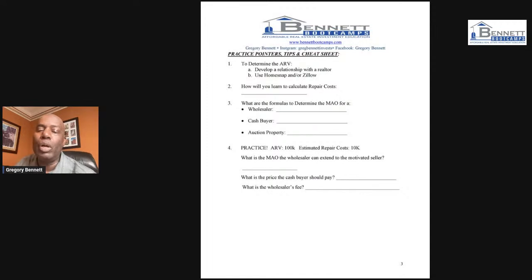If we don't know what the rehab cost is, write this down, you guys. If we can't get a contractor to go out there, mentor, cash buyer, we're going to take 20% of the after repair value and use that as our rehab cost. So in this case, we've got an ARV of 400,000. If we take 20% of 400,000, we're going to get 80,000. You guys with me?